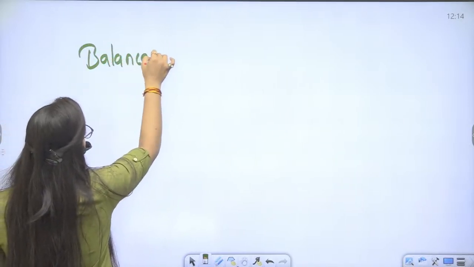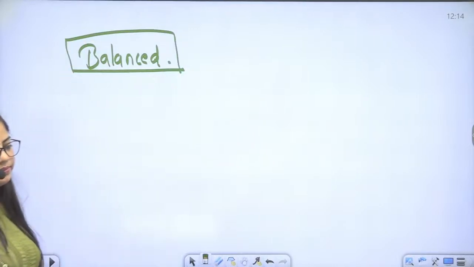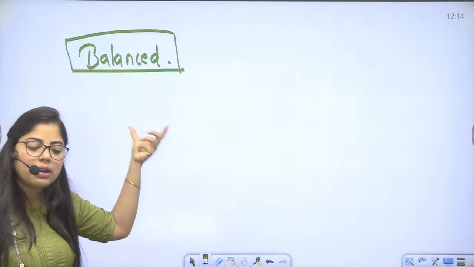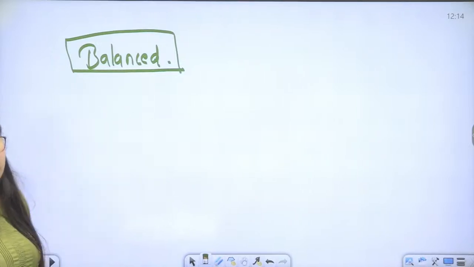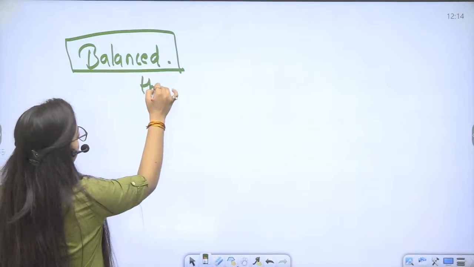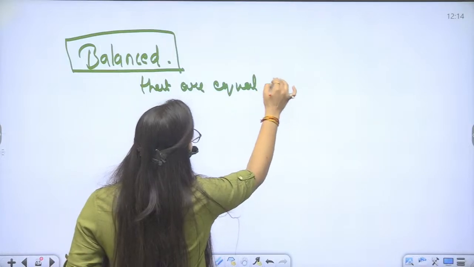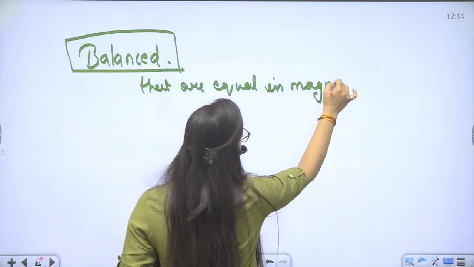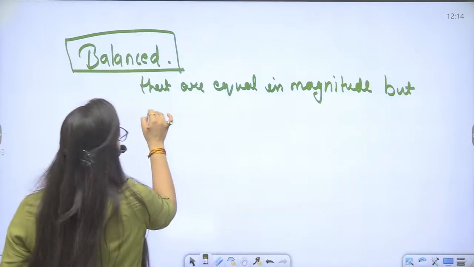Types of forces: balanced force. What is balanced force? Balanced forces are those that are equal in magnitude but opposite in direction.